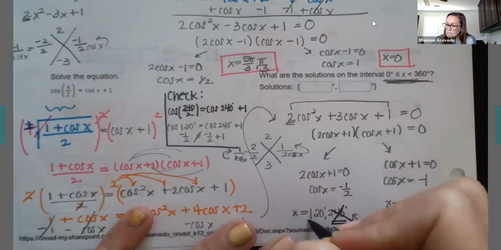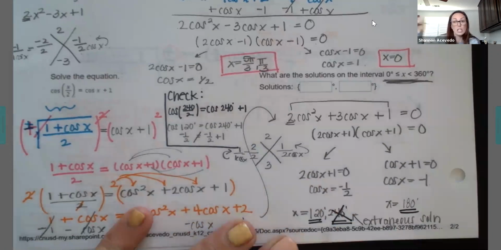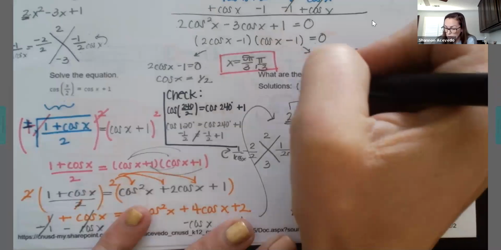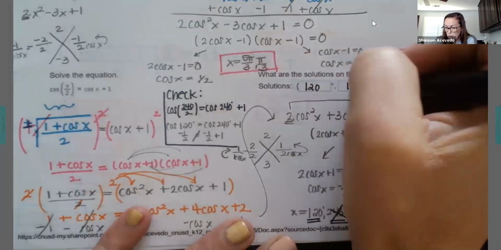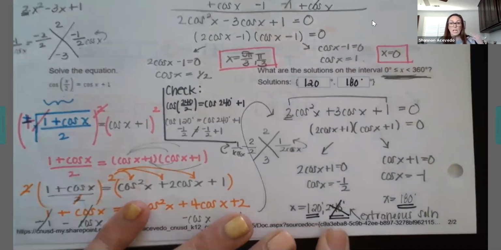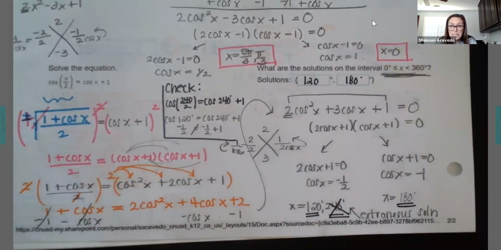These two, I just don't have the space. When you plug them in, the two sides will be equal to each other. And so these are the two valid answers. So this 240, we solved it. We didn't make a mistake. It just is an extraneous solution, a solution that we solved for, but when you plug it back in, it doesn't actually work. So I wanted to make sure to point that out for you.